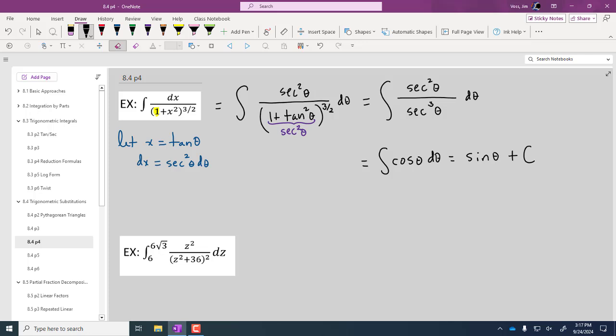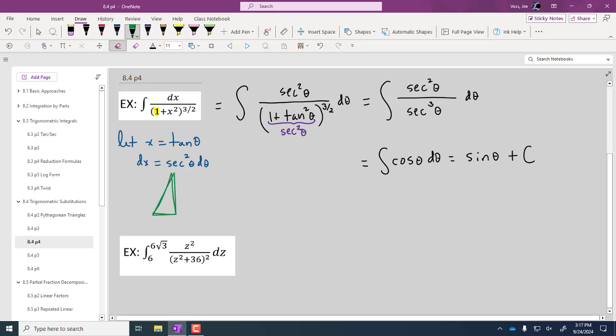So here's where we draw the triangle. Draw our cool triangle here. So we're going to draw it in quadrant 1. Tangent of theta is opposite over adjacent. And then we fill in the hypotenuse by using the Pythagorean theorem. So we've got that.